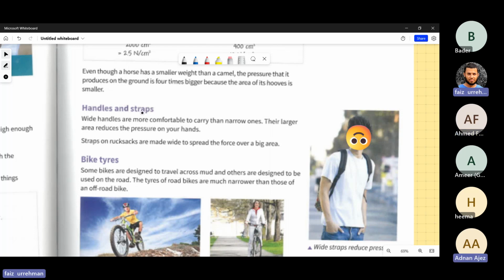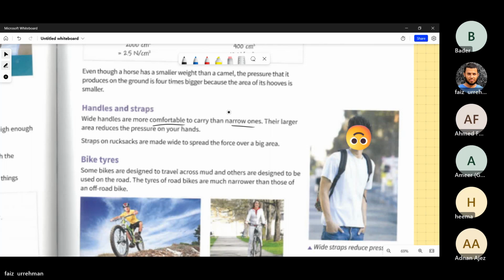So handles and straps. Wide handles are more comfortable to carry than narrow ones. Because if you have a very heavy suitcase and the handles are very thin, what will happen? Your hand will get pained. It will be very uncomfortable to hold it for very long distances. But when you have a wide handle or strap, it's comfortable, because your hand does not get a lot of strain or pressure.